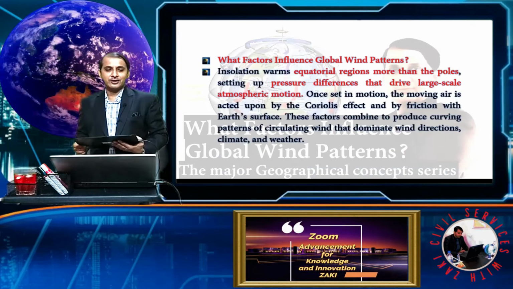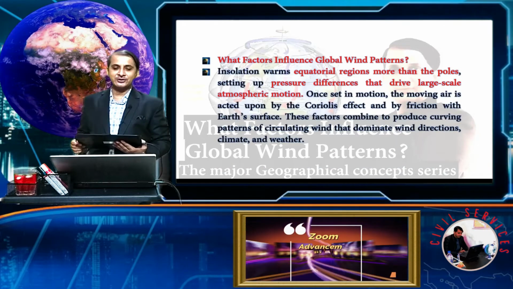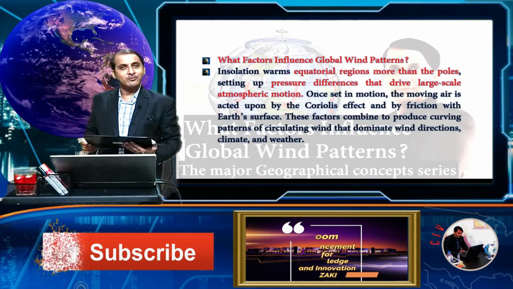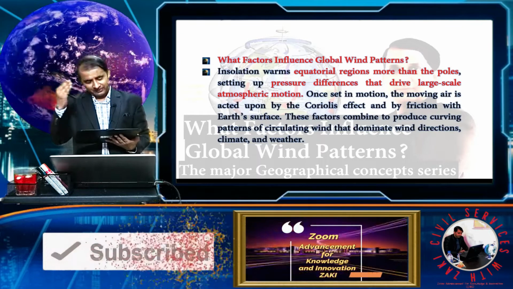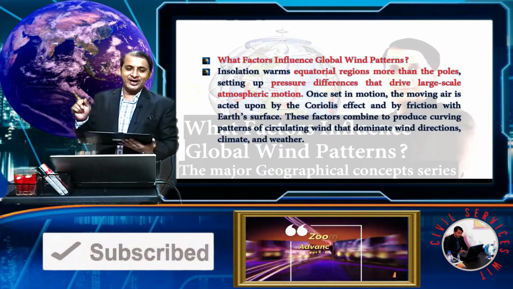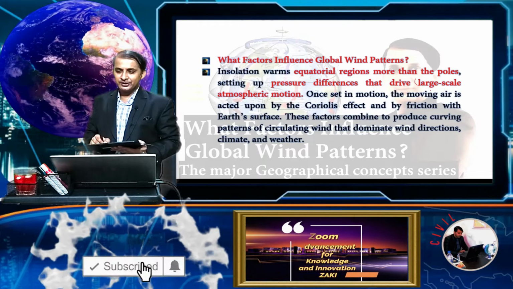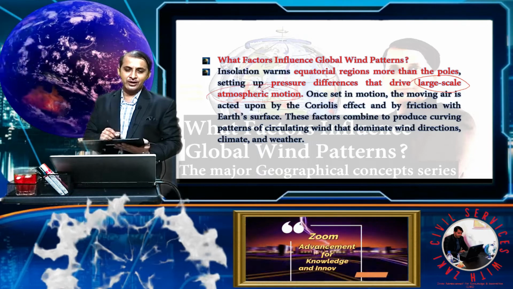As in our previous video you learned about what is insolation. Insolation warms up the equatorial region more than the poles, setting up a pressure difference, which means a pressure gradient, and that drives a large scale atmospheric circulation.